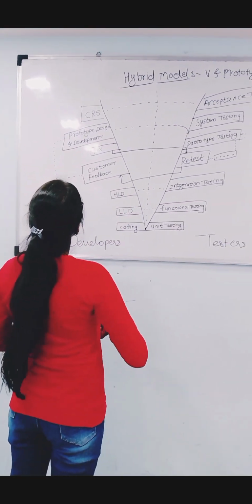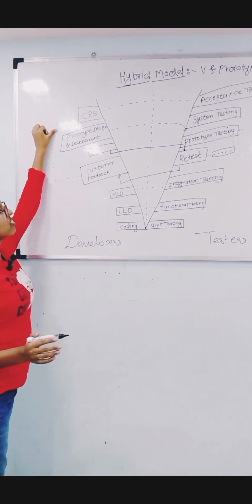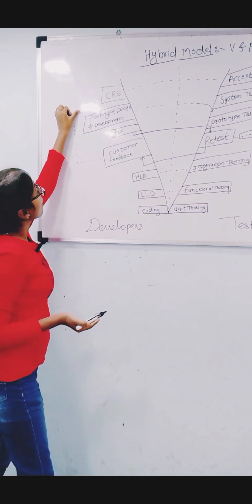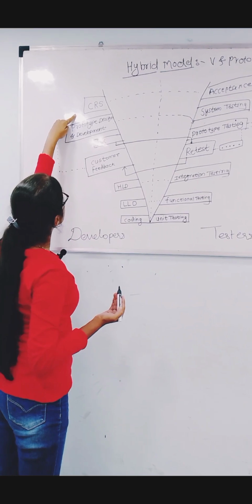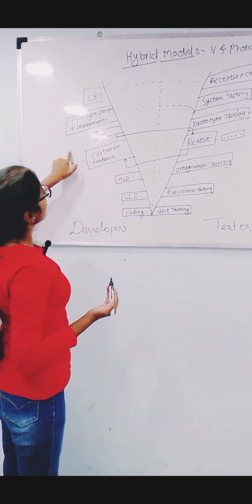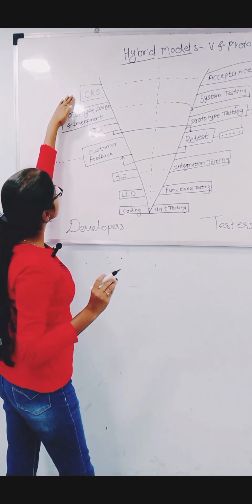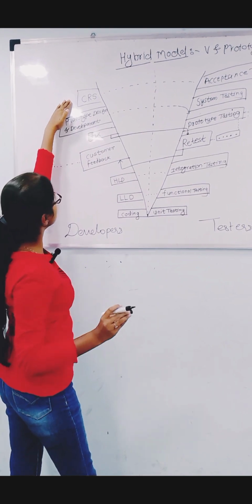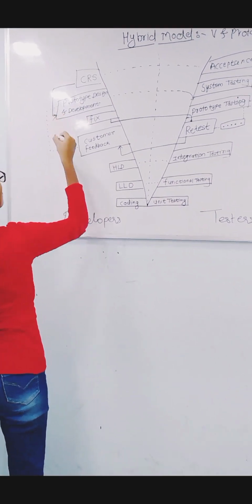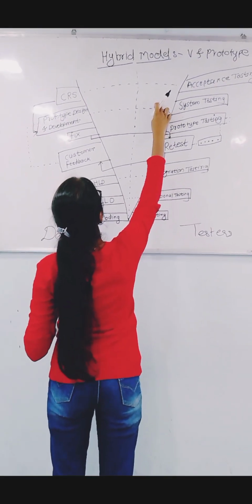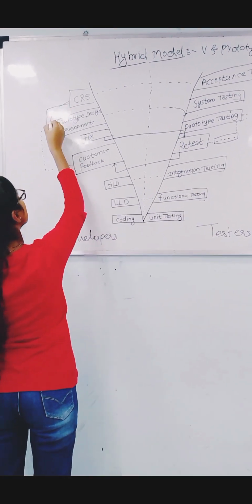Now I'm going to explain the overall concept of the hybrid model. CRS, that is the requirement. We gather the requirements, which are contained in the CRS, the customer requirement specification. The same CRS is given to the developer as well as the testing team. The tester performs testing on the CRS, that is, reviews the CRS, writes the test cases for the CRS, and writes the test plan for the CRS. Meanwhile, the developer converts the CRS to prototype design and development. When the tester finishes testing on the CRS, the developer also finishes conversion of the CRS to SRS.